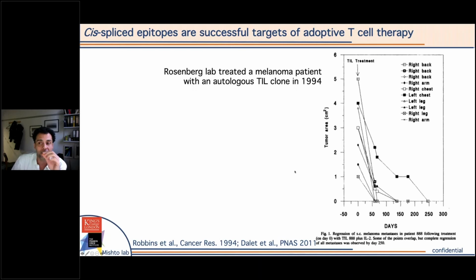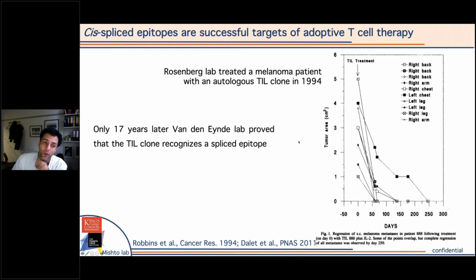At the time, they didn't identify the epitope recognized by the clone, and almost 20 years later, Benoit van den Eynde and colleagues proved that that clone recognizes a spliced epitope and does not recognize any other non-spliced peptide present in the tyrosinase. So therefore suggesting that spliced epitopes could be used in adoptive T-cell therapy in cancer.